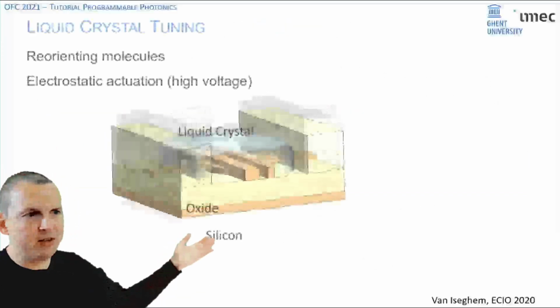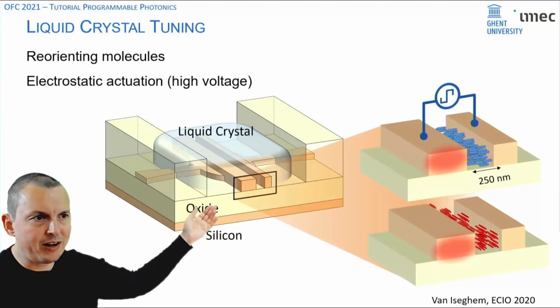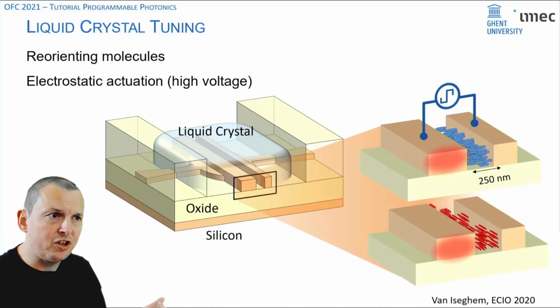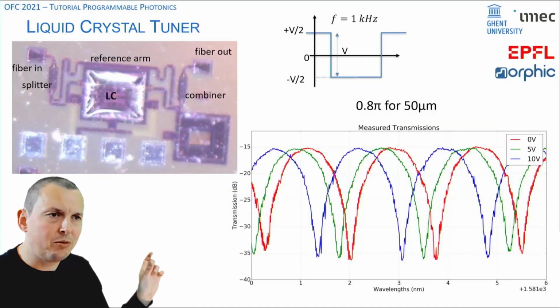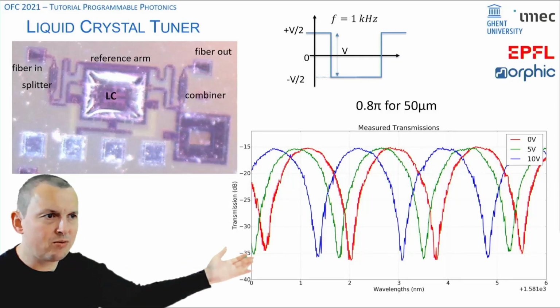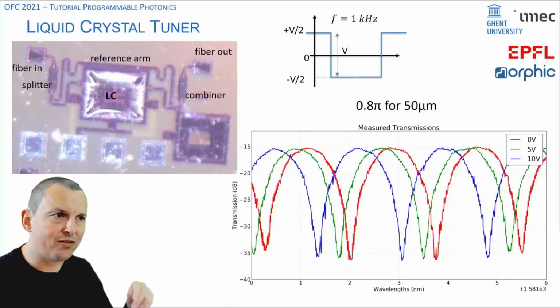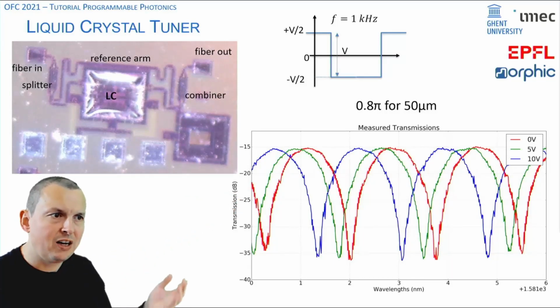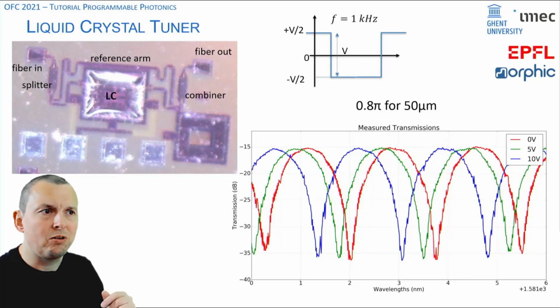And if you take, for instance, this geometry where you have your waveguide and then a side electrode, with a small voltage, you can reorient the liquid crystal between the waveguide and the side electrode, and this results in a quite strong phase shift. So now we can make a phase shifter that's only 50 microns long, and with 5 volts we get almost a full pi phase shift.